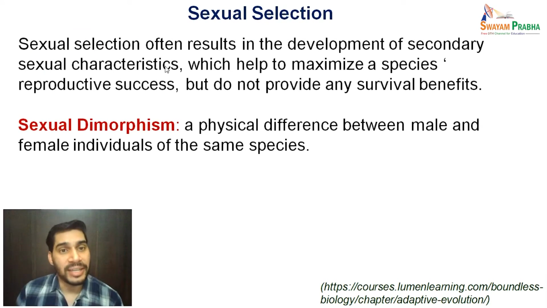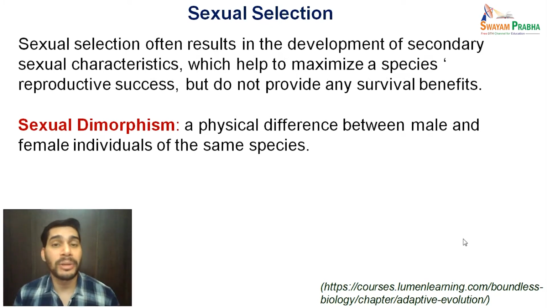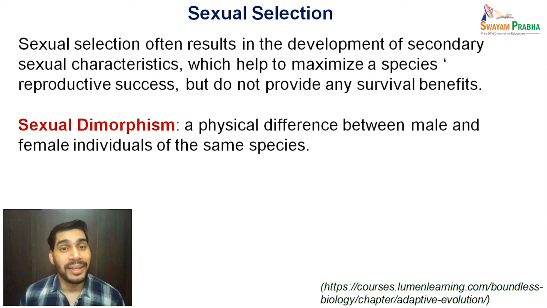Sexual selection often results in the development of secondary sexual characteristics which help to maximize a species' reproductive success, but do not provide any survival benefits. So, sexual selection is not about survival benefits, but it is all about reproductive success. And it thus leads to something which we call sexual dimorphism. Sexual dimorphism is a physical difference between male and female individuals of the same species.